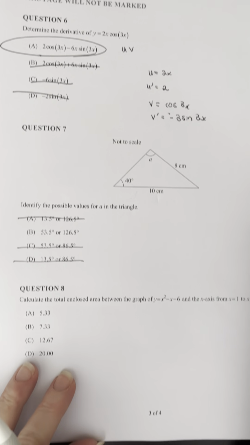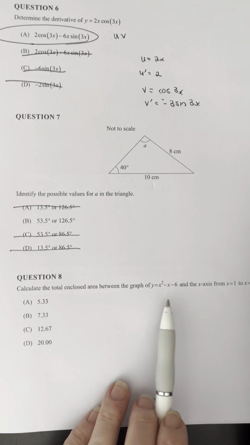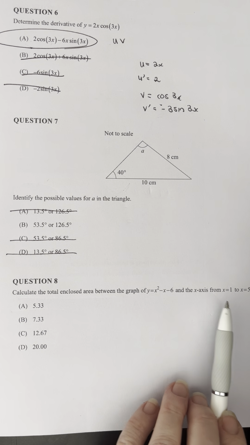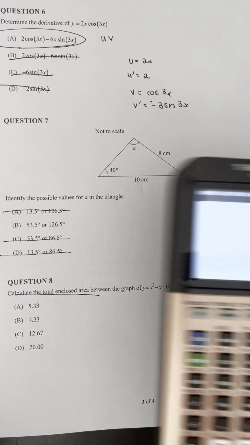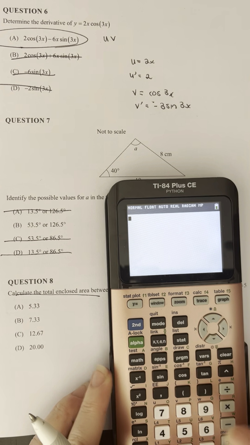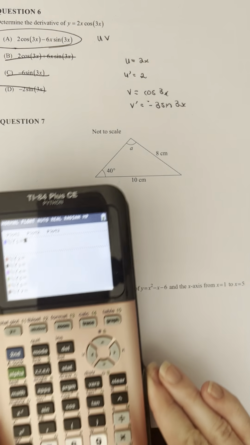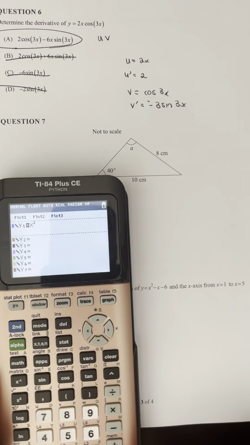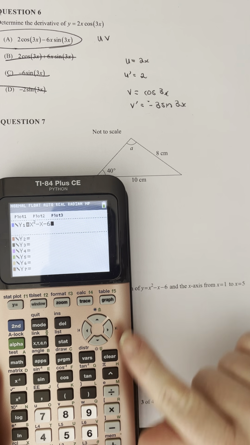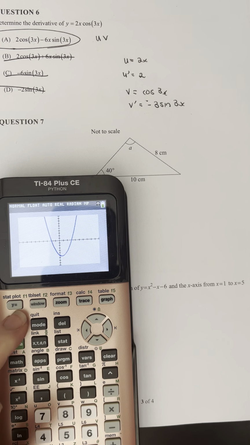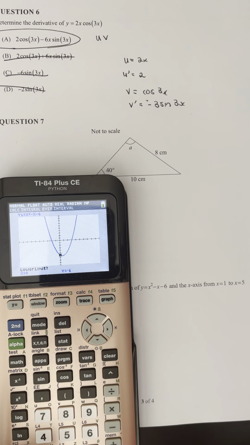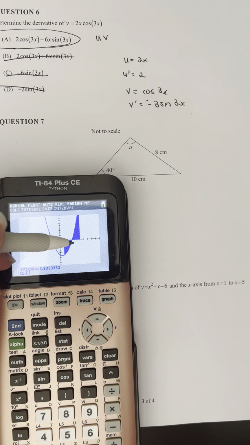Question 8, calculating the total enclosed area between the graph x squared minus x minus 6 between 1 and 5. Now the total enclosed area is a big key, that it's not just going to be straight from 1 to 5. So looking at that graph, x squared take x take 6, we can see that some of it is below the line, some is above. So if we just shaded in between 1 and 5, you would see how some is below and some is above. We want this changeover part. It's fairly obvious that that's at 3.